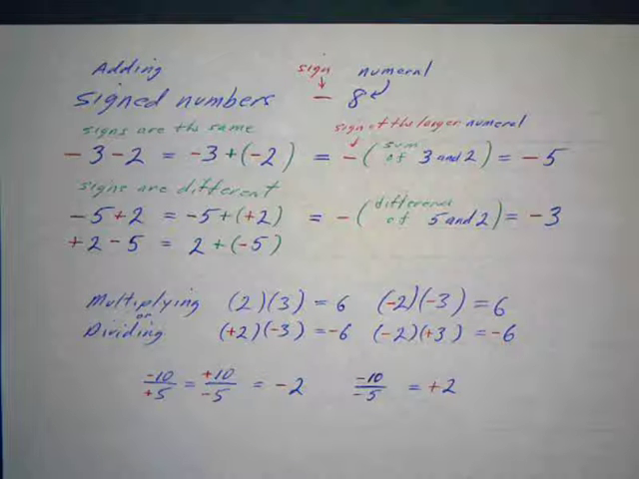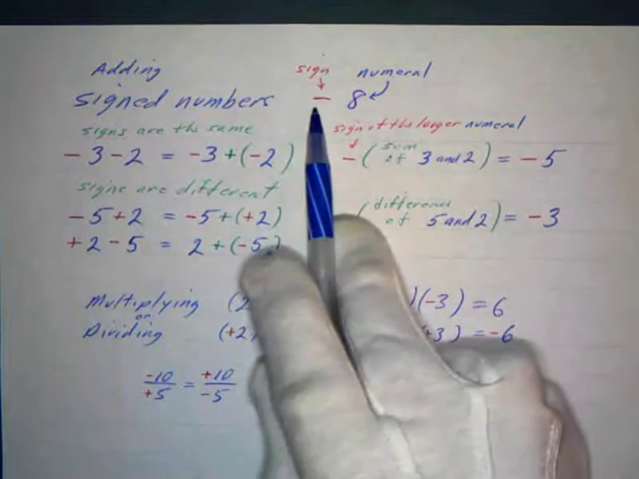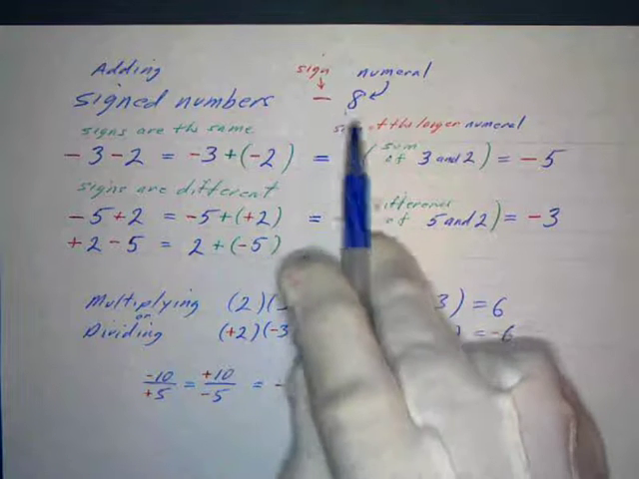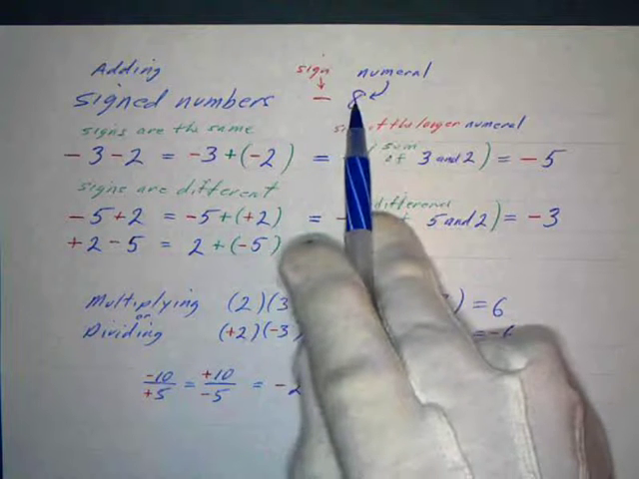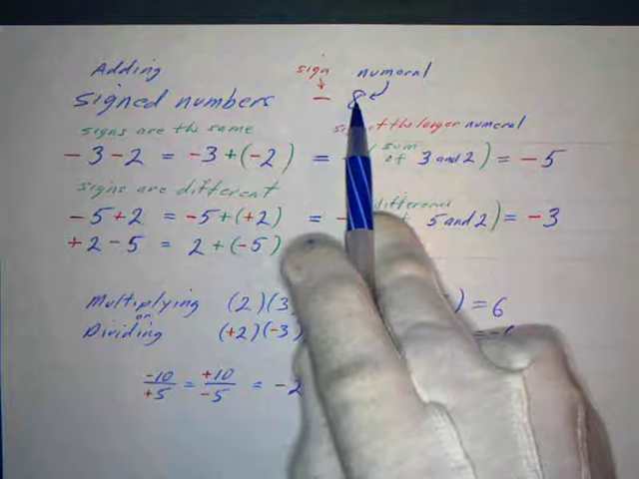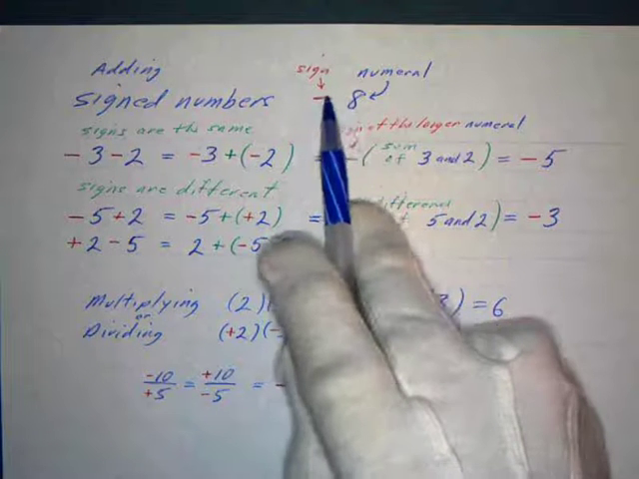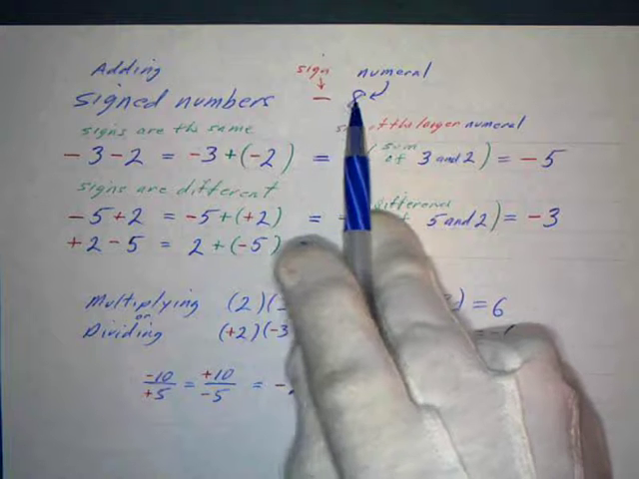Okay, before we go into equations, I just want to talk a little bit about signed numbers to review. When we're adding signed numbers, I always think of signed numbers as having two parts, a sign and a numeral. So the actual part that we count with, that's the numeral, that represents a number, usually a positive number, and this is the sign. Now this could be negative. So this is the sign and this is the numeral. So this would be negative 8.